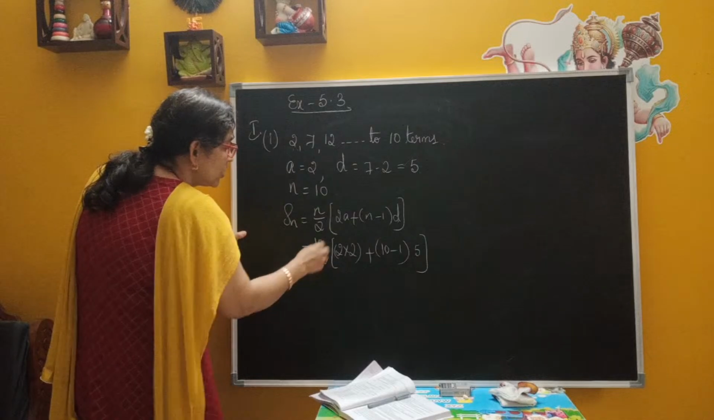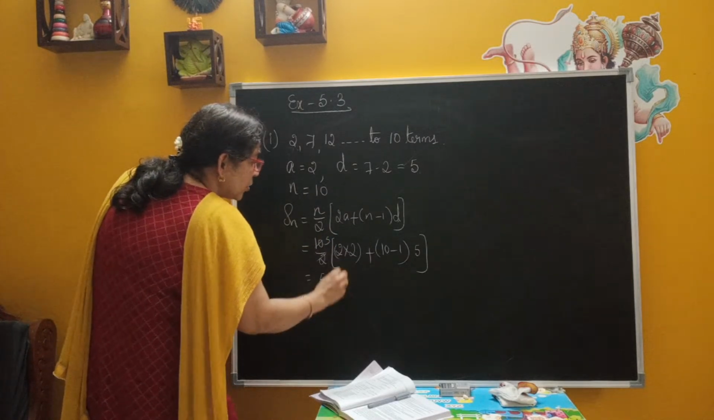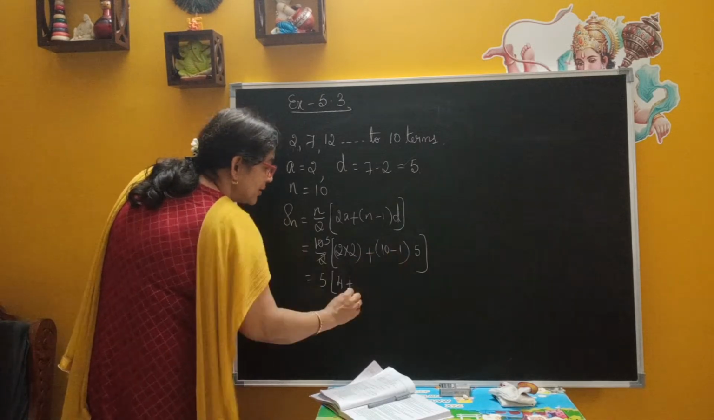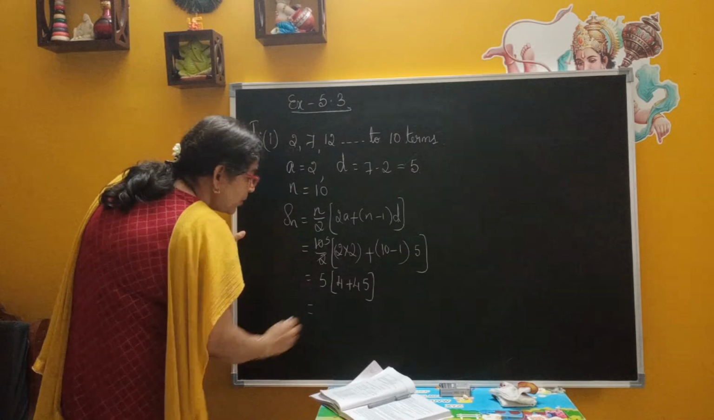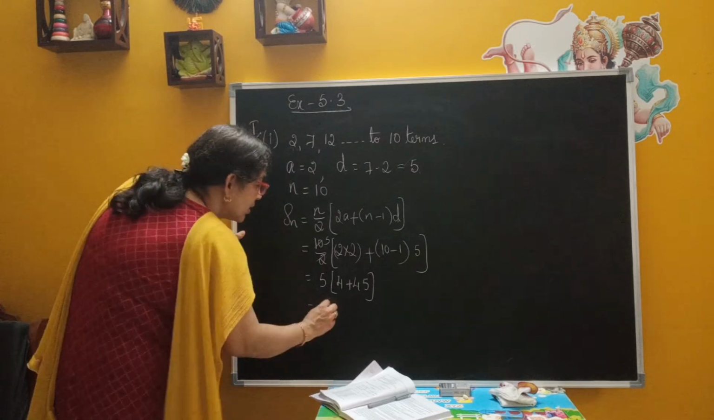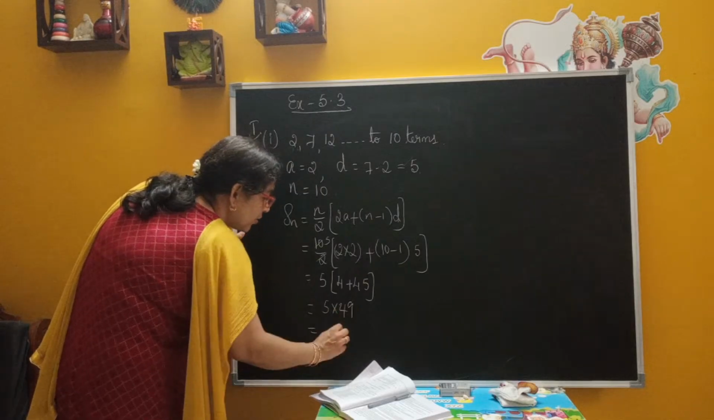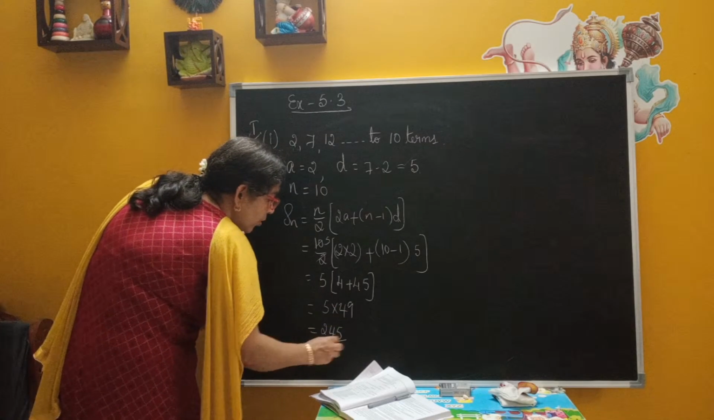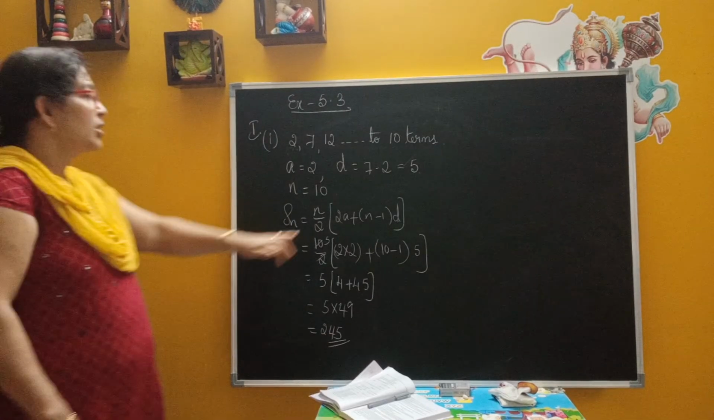So 10 by 2 is 5, into 2 twos are 4 plus 10 minus 1, that is 9. 9 fives are how much? 45. So 45 plus 4, how much is it? 49. So 5 into 49. Multiply. 5 nines are 45. 5 fours are 20 plus 4, 24. It is 245. This is the sum of the first 10 terms in this AP.